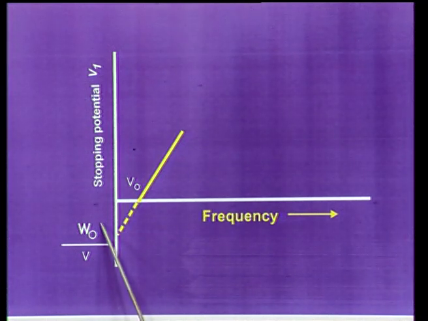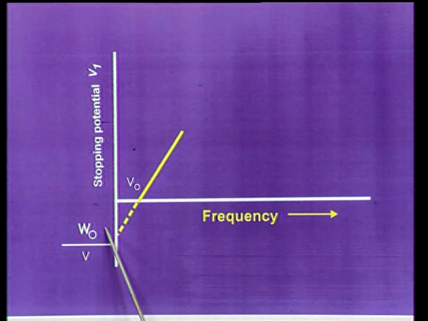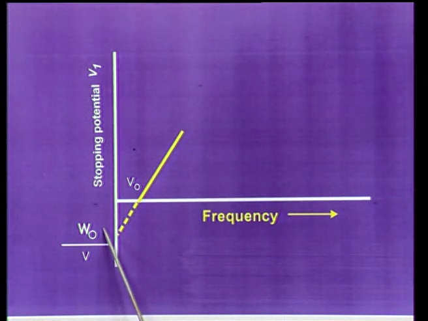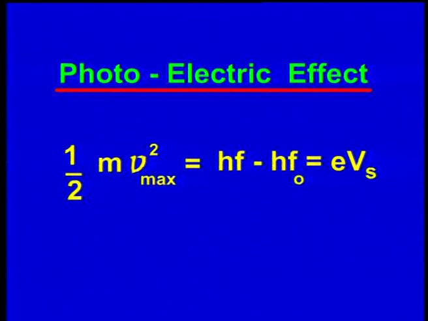The photoelectric work function is the minimum amount of energy required for the electron to get released from that photometal. Now, in this next visual we will observe an equation governing half m v maximum squared, which is the maximum kinetic energy.